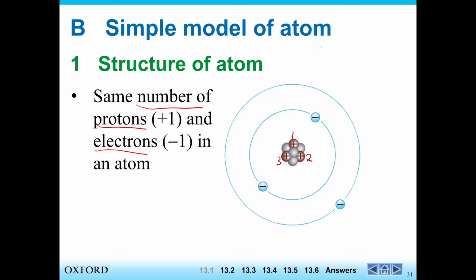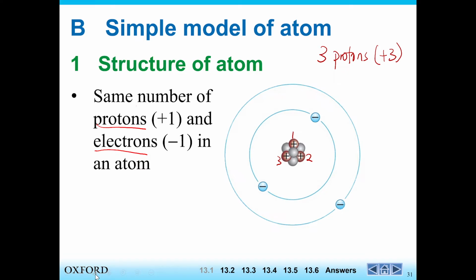So let me write it up here. There are 3 protons. And each proton has a positive 1 charge, right? You can see there's a positive 1 charge. So in total, if there are 3 protons, what's the total charge over here? Yep, it'll be plus 3 charge.